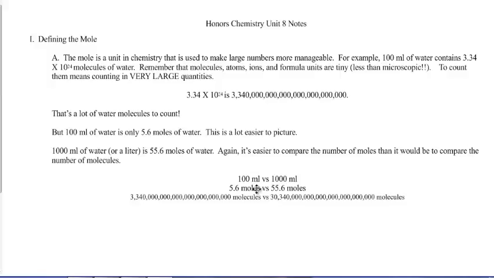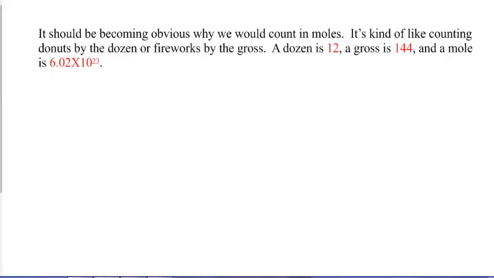Those are numbers that we can comprehend in our heads. But if we were looking at molecules, this number versus this number, those are just way too big of numbers for us to really understand what's going on there. That's why it's really a great unit to have, the mole, in chemistry, because it helps us to quantify things where we can actually understand what those numbers mean. It should be becoming obvious why we count in moles.